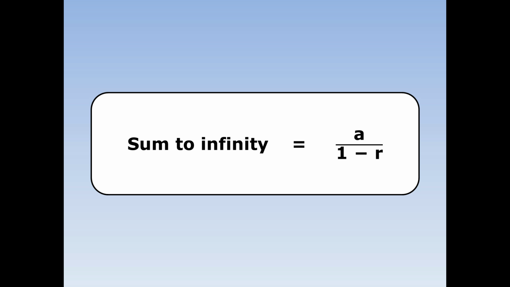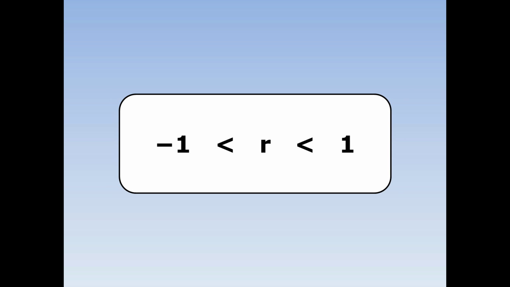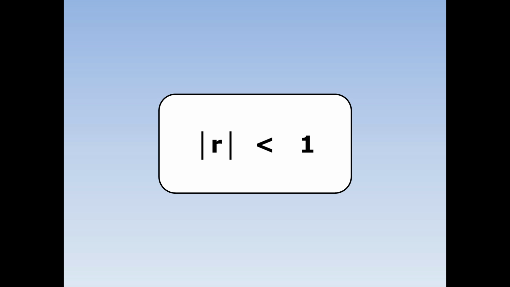The sum to infinity of a geometric series is a over 1 minus r, where a is the first term and r is the common ratio. For this to happen, the series has to be convergent. That means that the ratio has to be between minus 1 and plus 1. This is sometimes written as the modulus of r is less than 1.